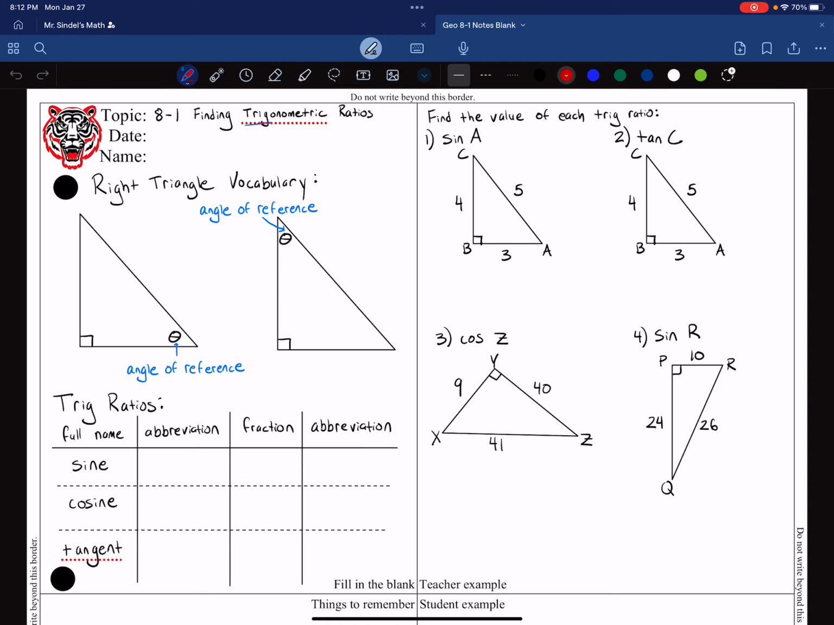This is Geometry, Lesson 8-1, Finding Trigonometric Ratios. I'm your host, Mr. Sindel. Let's first dive into some right triangle vocabulary.